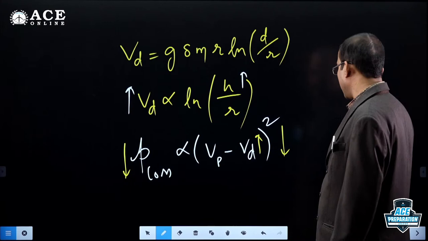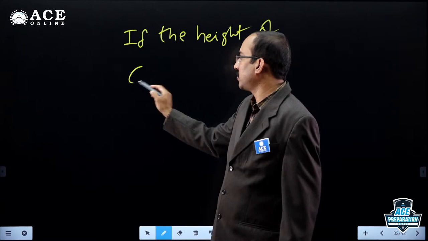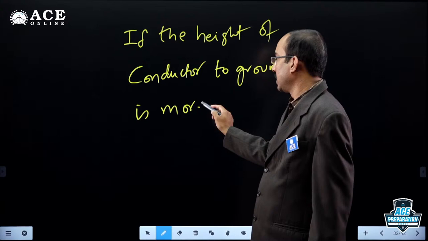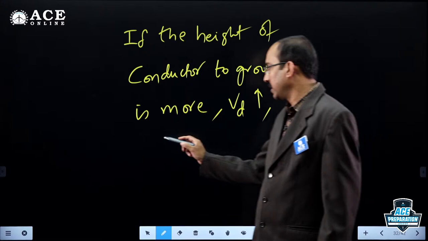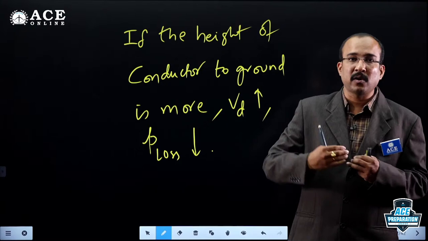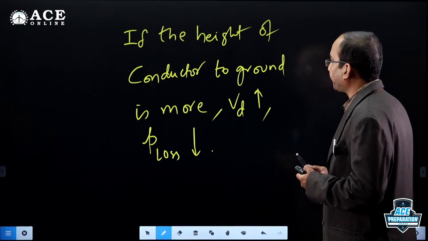So we can make a point: if the height of the conductor to ground is more, Vd, that is critical disruptive voltage, will be more, and corona loss will be less. This is an important objective type question. He may frame it like this: if the height of the conductor to ground is increased, then what about the corona loss? You can say that Vd is more, so the corona loss will be less. Okay. Now let us go into the next conductor configuration.